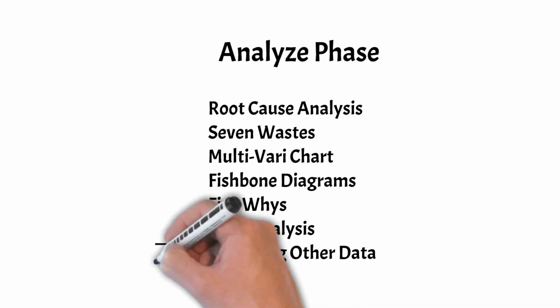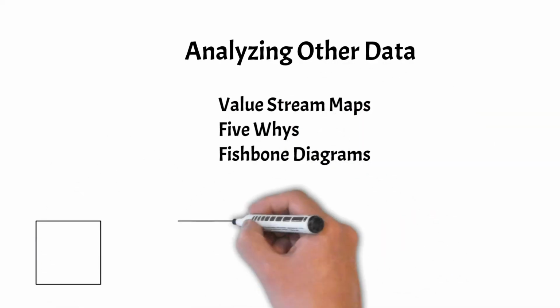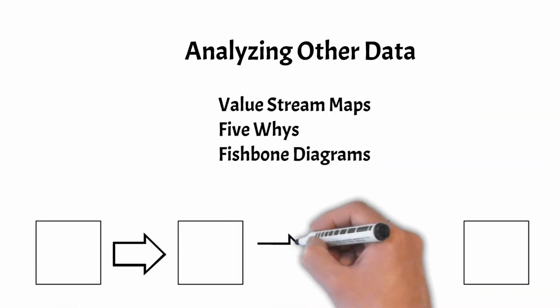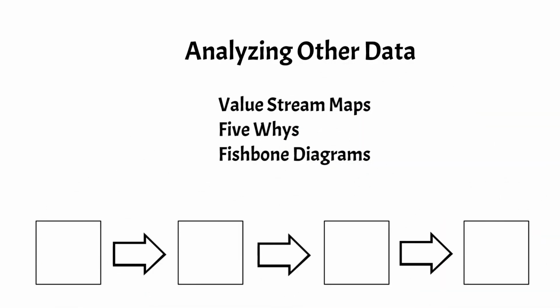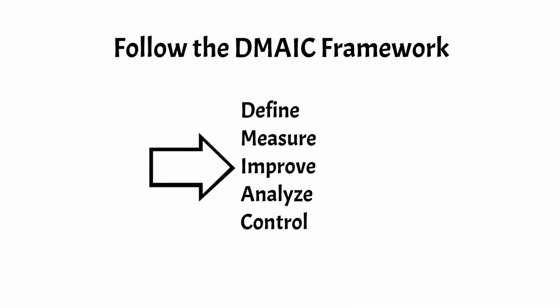Analyzing other data. However, the analysis phase is not limited to using statistics. It also involves analyzing value stream maps, answers to the 5 whys, or data displayed in the Fishbone diagram. All of these help when analyzing a problem and learning as much as possible about it. Next is the improve phase.